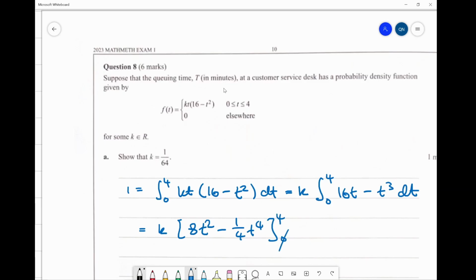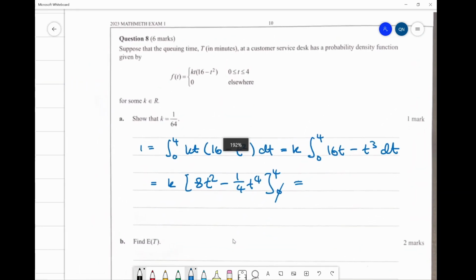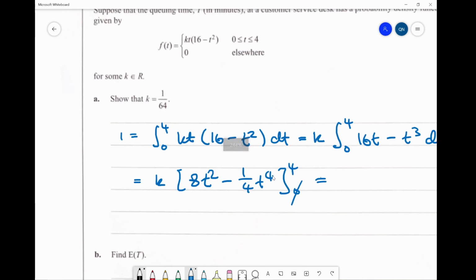Okay, we can ignore 0 because plugging 0 in is going to make everything 0, which is nice. So we're just going to plug 4 into everything. What we can do as well is, instead of having to do 4 to the 4 and so on, that's going to be messy, we can factor out a t squared, and we can do it the following way.